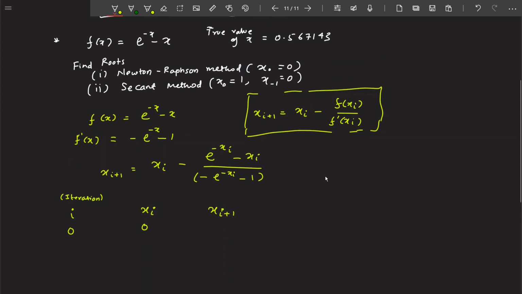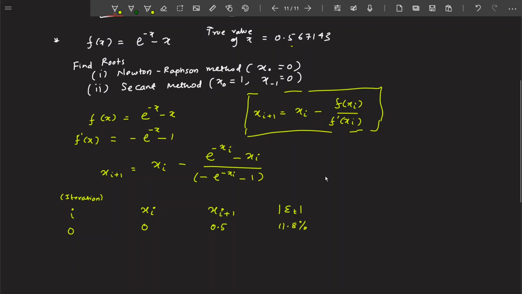So now what we are going to do is we are going to put x0 is equal to 0 here, and you will find out the value of xi plus 1. So once you substitute everything, okay, one more thing I need to write down here is true percentage error because the true value is given. So once you substitute the value of xi in this equation, the value of xi plus 1 that you're going to get is going to be 0.5.